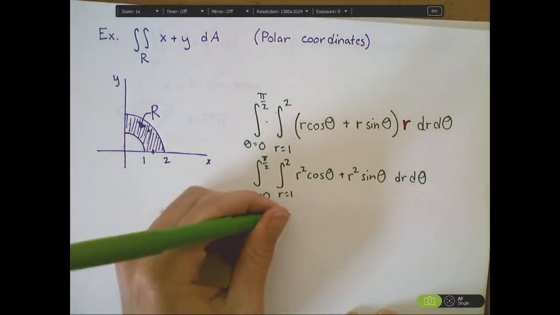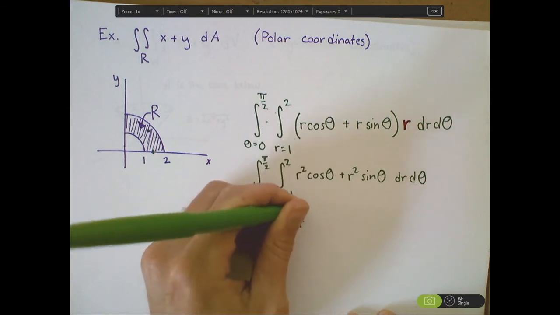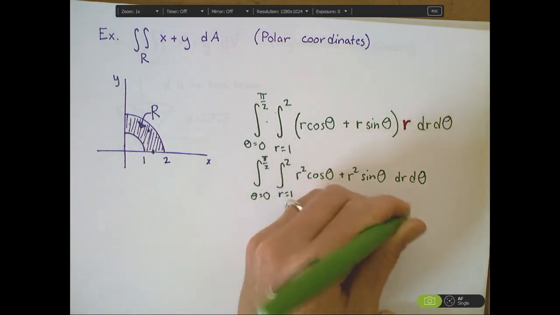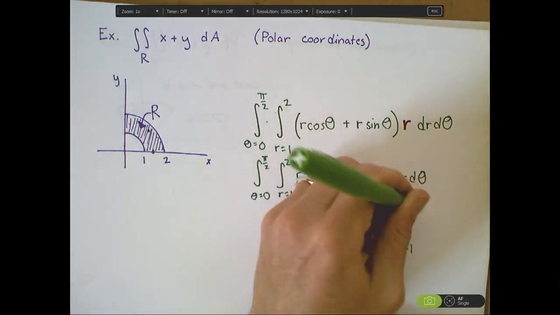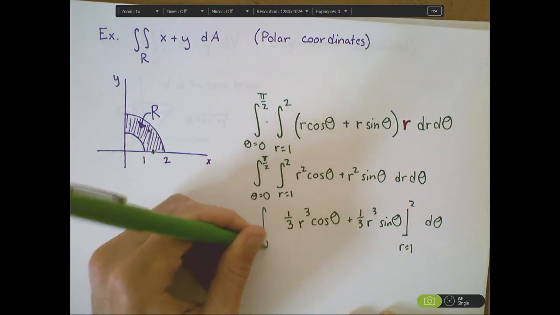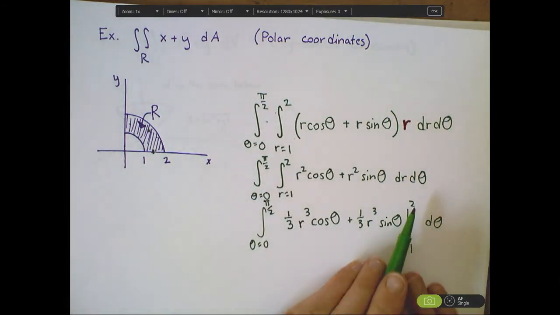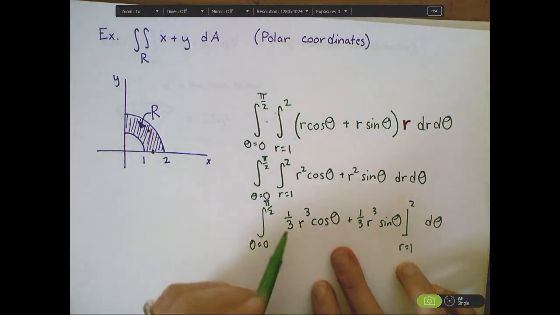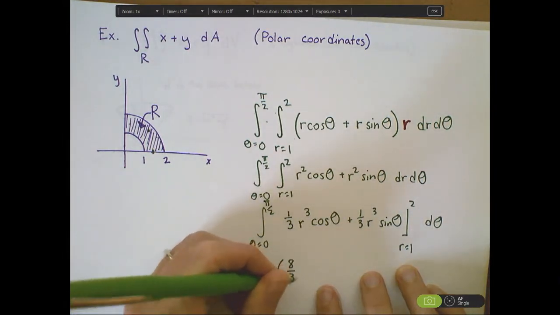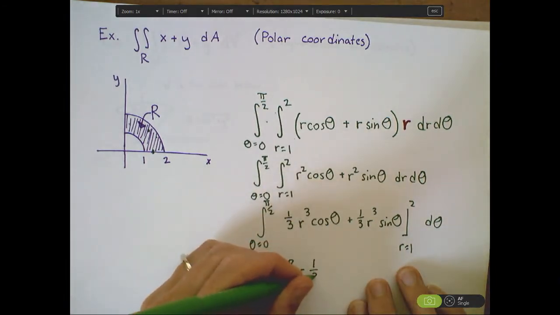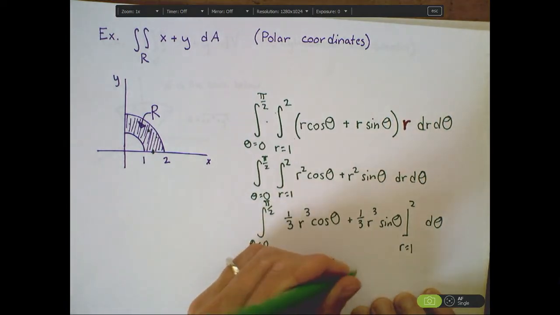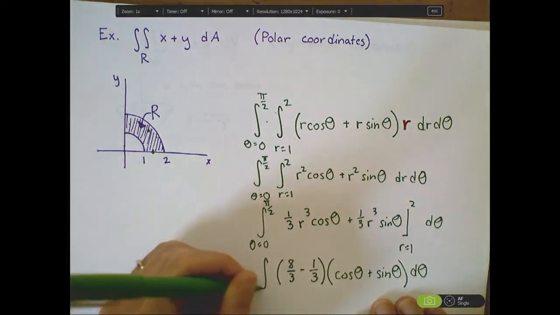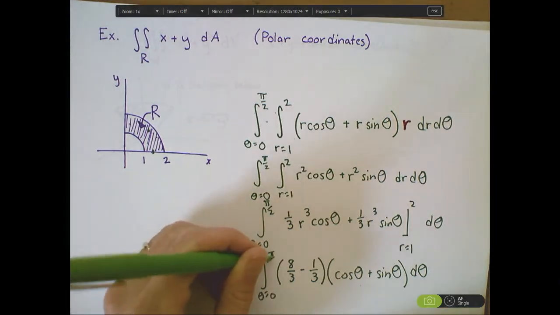So let's integrate with respect to r. That becomes 1/3 r to the third cosine theta plus 1/3 r to the third sine theta, evaluating r from 1 to 2. And don't forget our outer integral. Let's evaluate this. When I plug in 2, 2 to the third is 8, so I end up with 8/3. Maybe I'll even factor this out. What I'm doing in my head becomes 8/3 minus 1/3, all times cosine theta plus sine theta. This is integrated with respect to theta still, as theta goes from 0 to pi over 2.